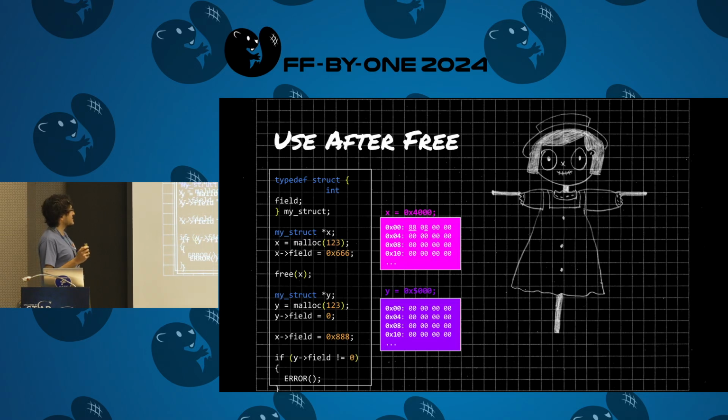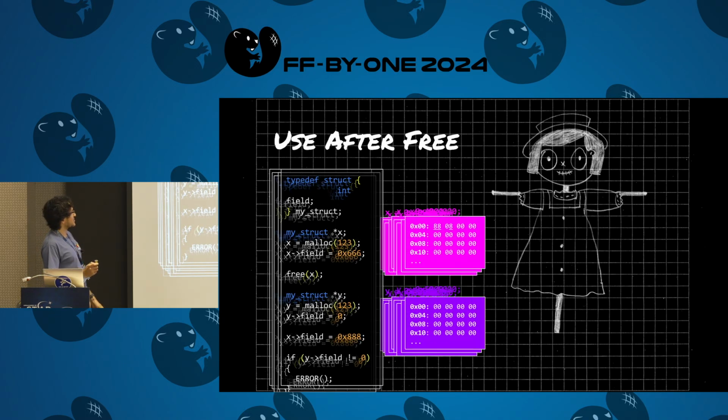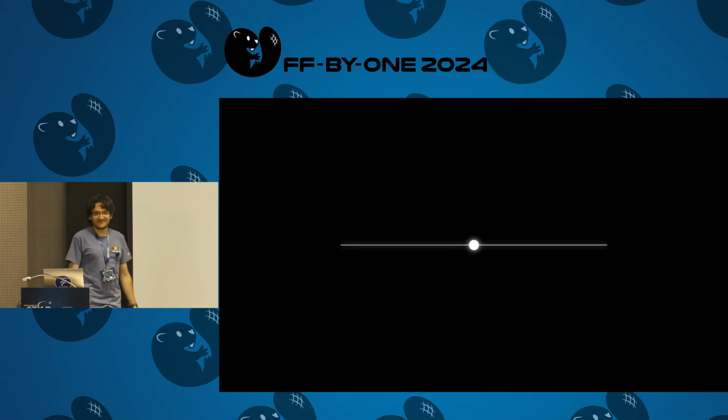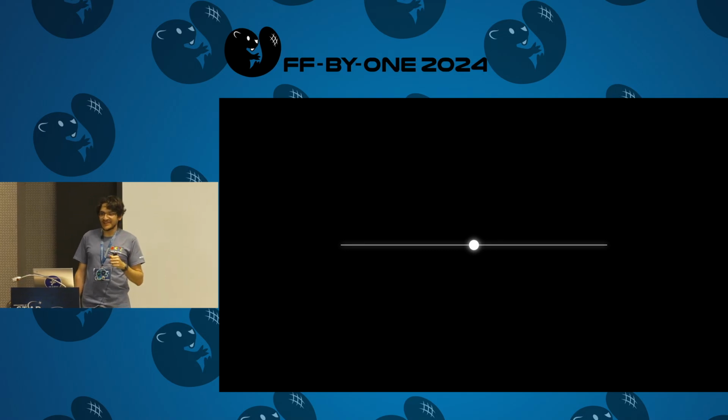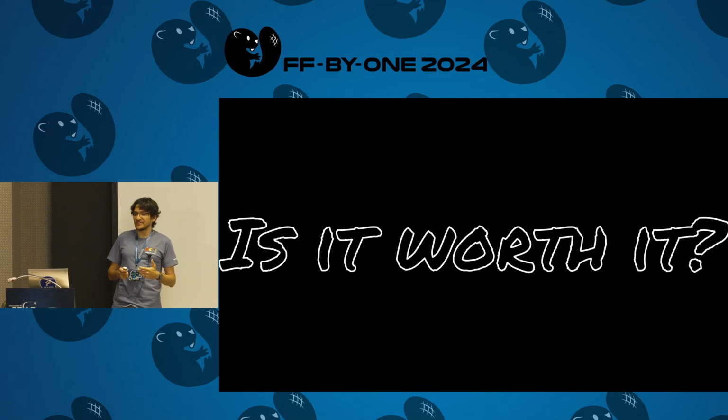The problem with this is that if you run this twice, you start using more and more memory until you have so much memory that you run out of memory. And this is not great, but it fixes the use after free. So the question, generally speaking, will be here: is it worth it to fix use after free?